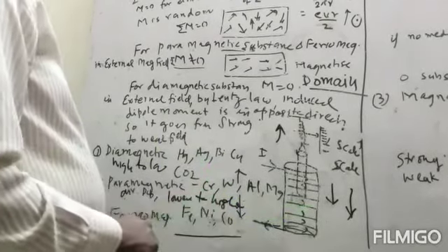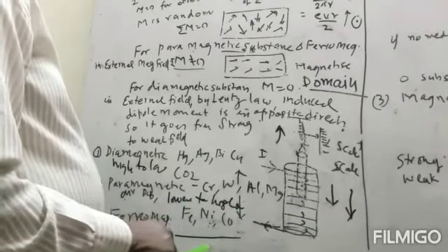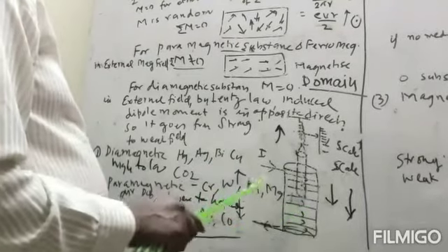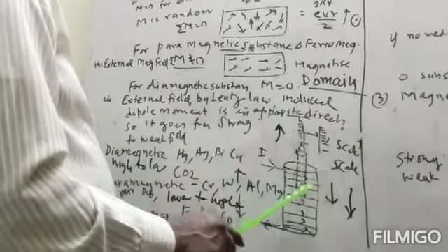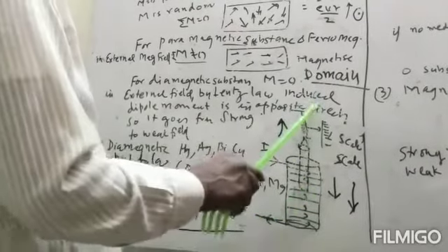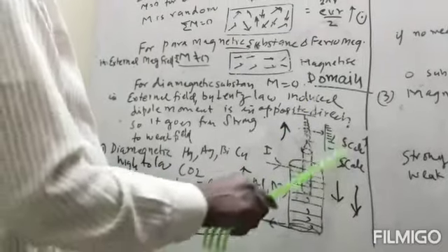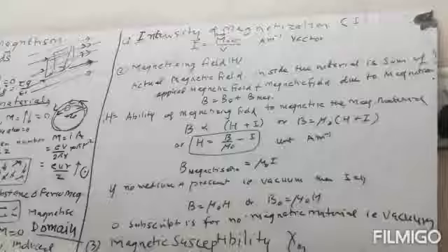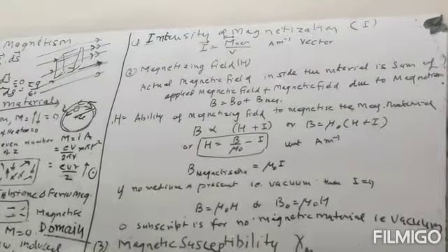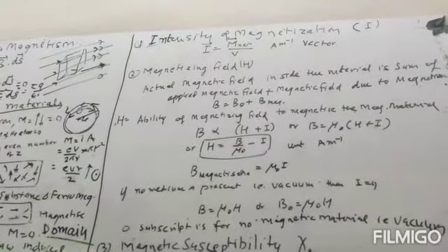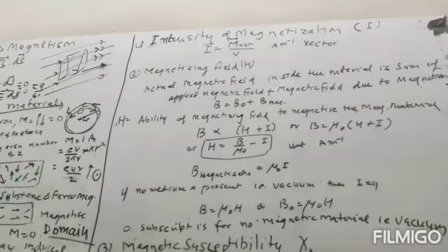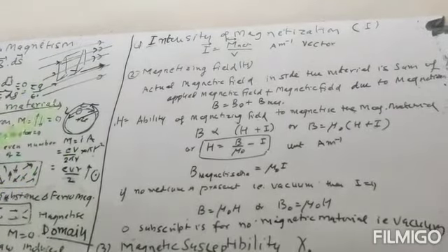Ferromagnetic substance will also go from weaker to stronger field, whereas diamagnetic substance goes from strong to weaker field. So they will be repelled, and for these two cases there will be attraction. Now we will study a few definitions which are important for magnetic materials.